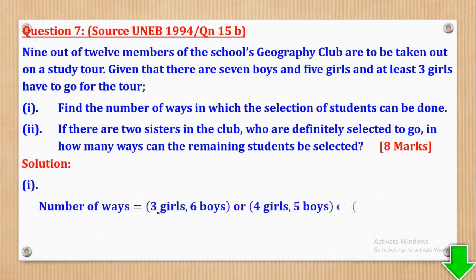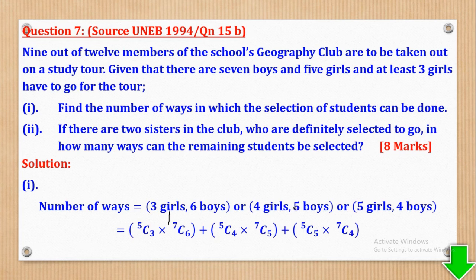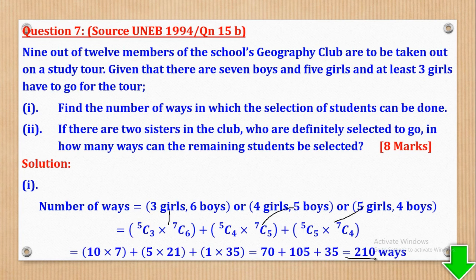So the number of ways can be 3 girls, 6 boys, or 4 girls, 5 boys, or 5 girls, 4 boys. Therefore, this will give you this. I believe we know where it comes from. And this will give you this, and this will give you that. Use a calculator, you'll be able to come up with this as the required number of ways.